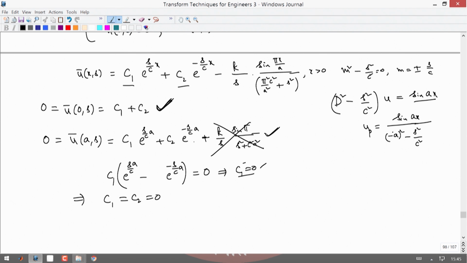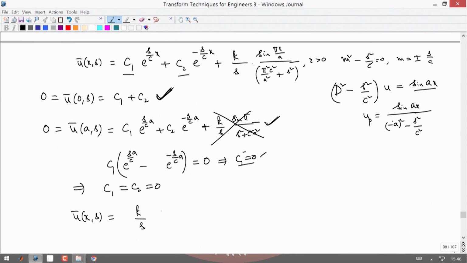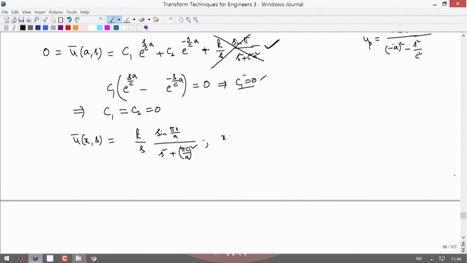So, that means your solution of that equation is x̄ is minus k by s. Of course, this becomes plus. When you apply this minus and that minus becomes plus, I missed it. So, k by s sin(πx/a) divided by (s² plus (πc/a)²). So, for which this is your x positive, and you can invert it now.